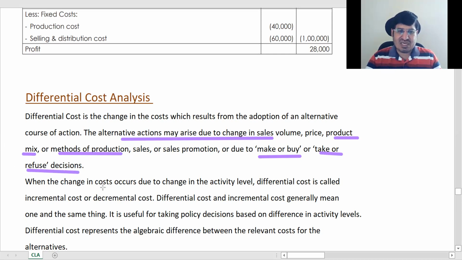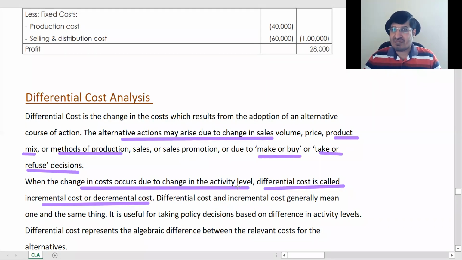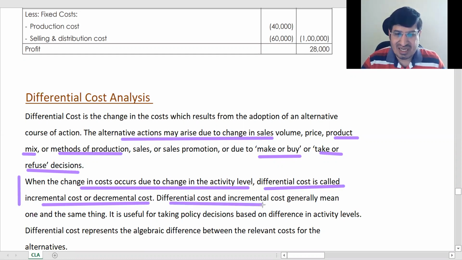Okay, so this is the incremental and decremental which I explained to you. When change occurs due to change in activity level, differential cost is called incremental cost or decremental cost. Although it is mentioned here that change occurs due to change in activity level, it's not always the activity level. Like in the example which I showed, there was just another alternative, another way of doing it, and the cost changed. That would also classify as differential cost. So just remember this for a technical definition: differential and incremental cost generally mean one and the same thing.